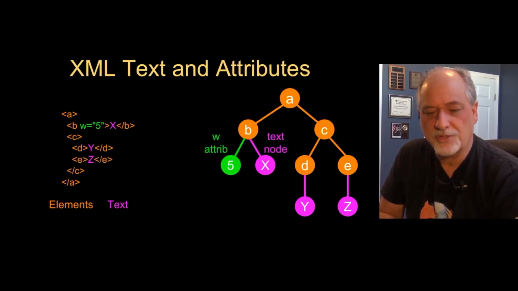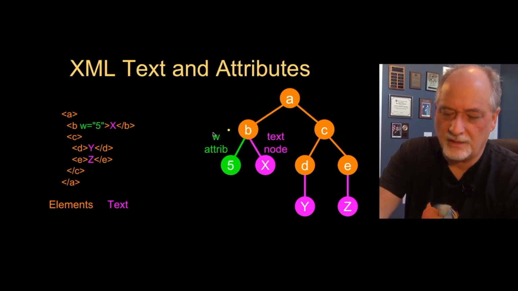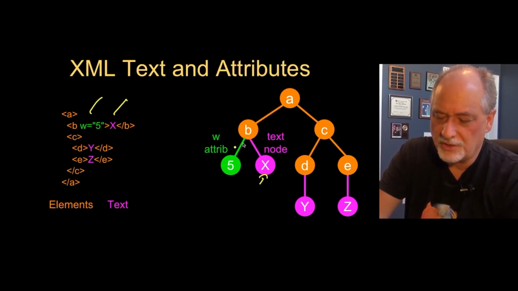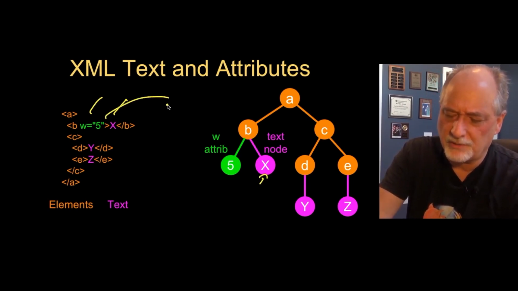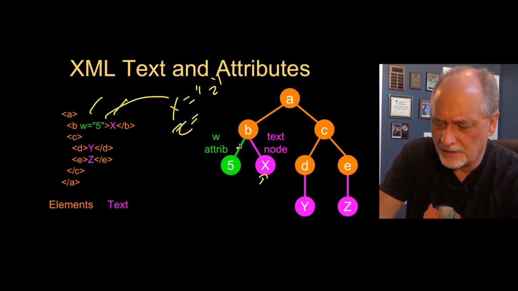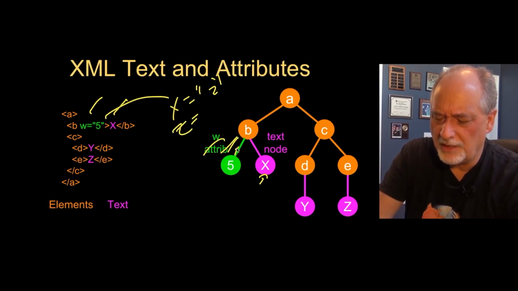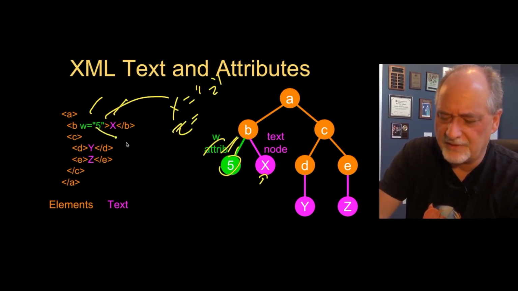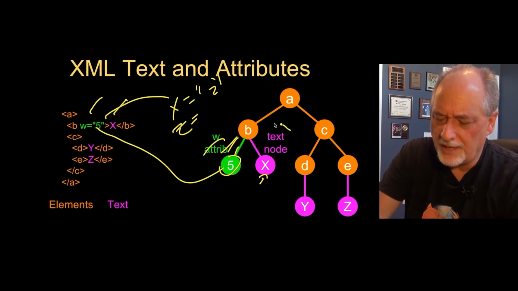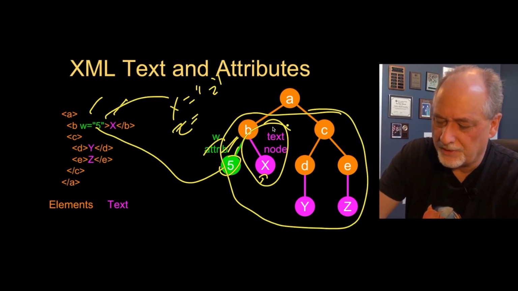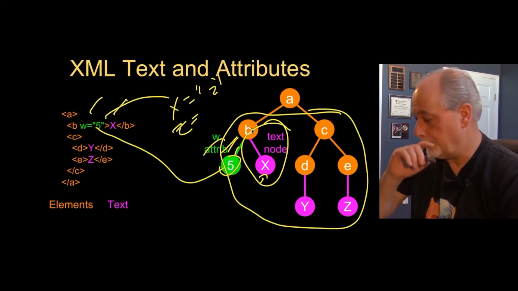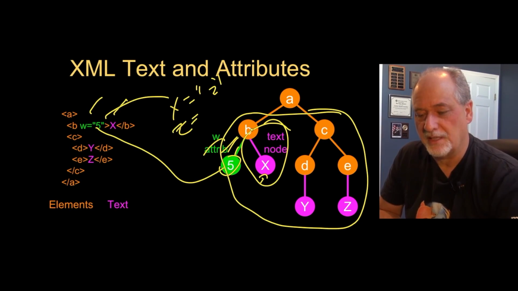If we add attributes to it, this is where you see why it's nice to make the text a child of the node. An attribute is different. The text is a special kind of child, and you can have more than one attribute. You could have x equals 2, zap equals whatever, just like HTML. The W attribute has a value of 5, and that's the 5 down there. You can only have one text node. In the case of A, you have a whole bunch of text nodes, but these are because there are child nodes. Within one simple node, you can only have one text element.